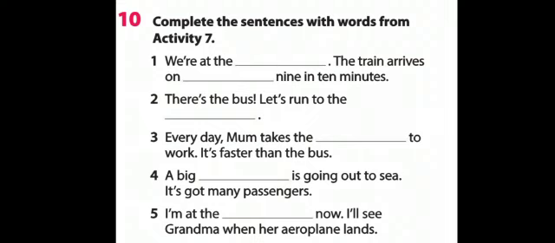Number 4, a big ship is going out to sea. It's got many passengers. So it will be ship. Number 5. I'm at the airport now. I'll see Grandma when her airplane lands. I'm at an airplane, so it will be airport.